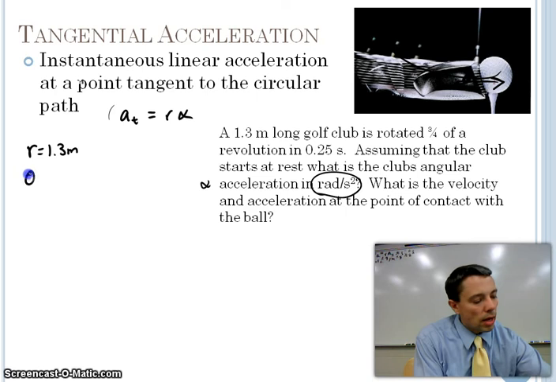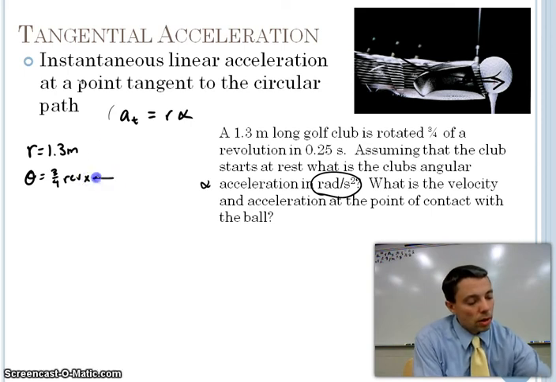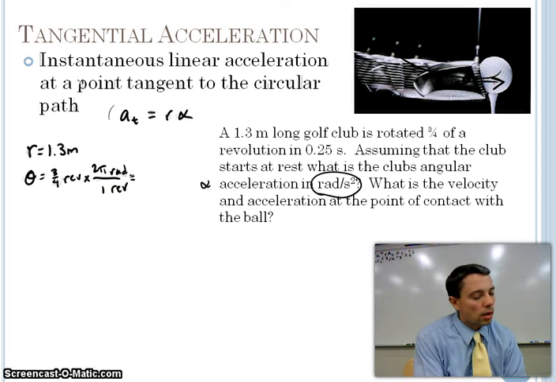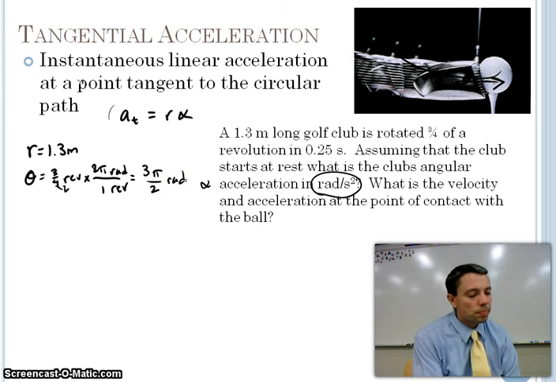I know that I have an angle of 3/4 of a revolution. Revolutions are not good for me. I like to get things in radians. So I'm going to go from revs to radians. In 1 rev, it's 2 pi radians. So I'm going to take that times 2 pi, and that would give me 3 pi over 2 radians. So that gives me my radians.